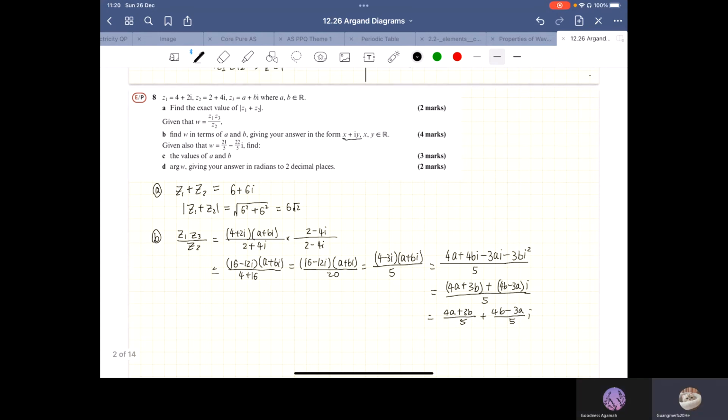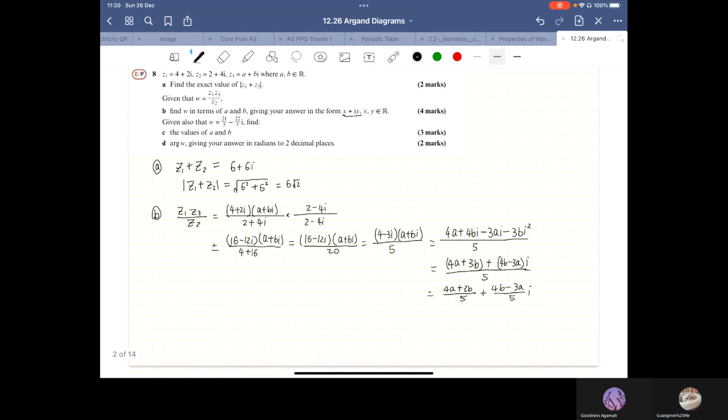Let's move on to part C. Part C. Given also that w equals 21 over 5 minus 22 over 5i, find the value of a and b. Tell me what I need to do here to find a and b.